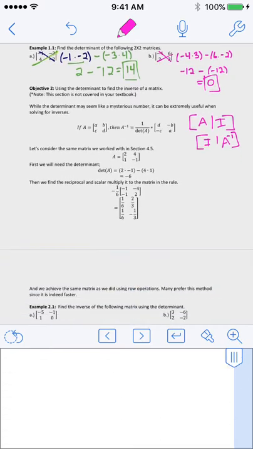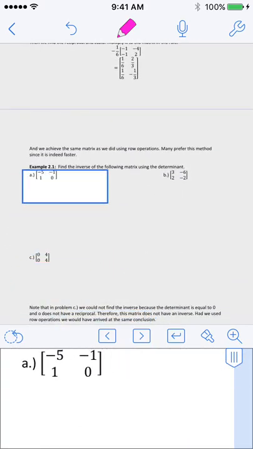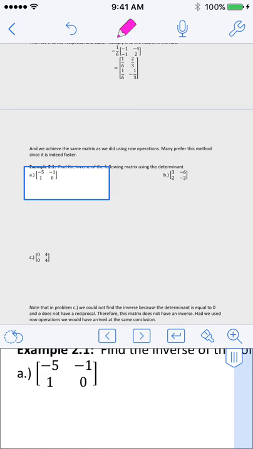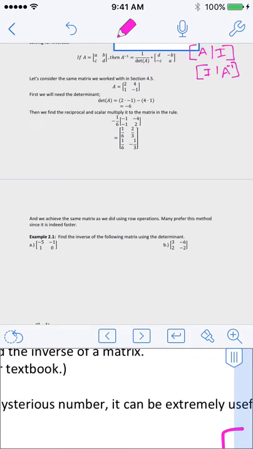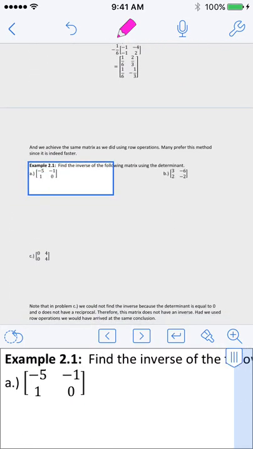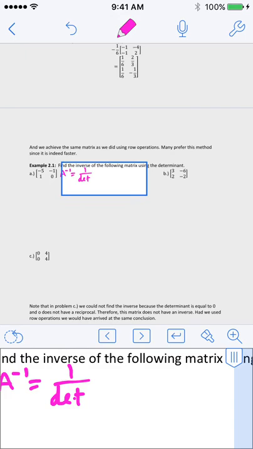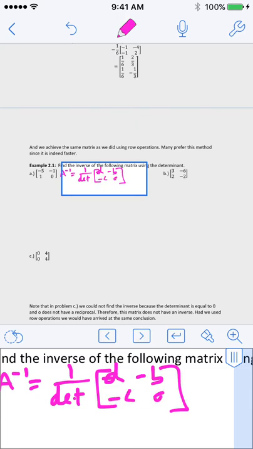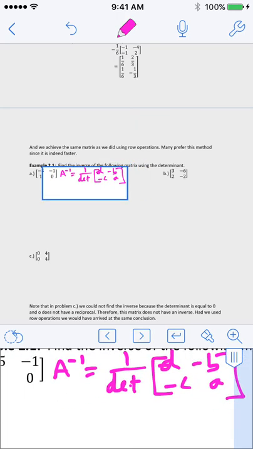There's one spelled out here for you, but why don't we just jump down to the first one, where we find the inverse of this matrix. So the inverse, A inverse, is equal to 1 over the determinant times this new matrix. And this new matrix is D, negative B, negative C, A. We'll talk about what that means in just a sec, but let's start with the determinant part.